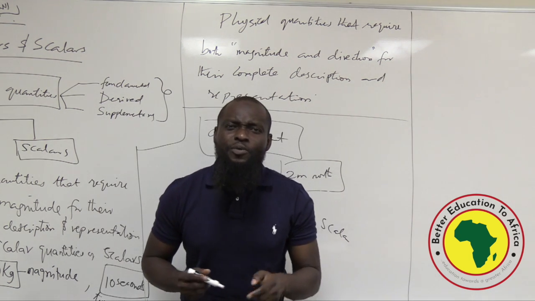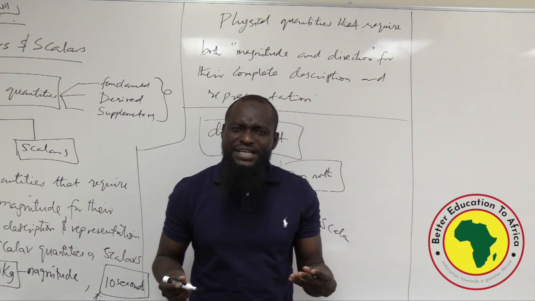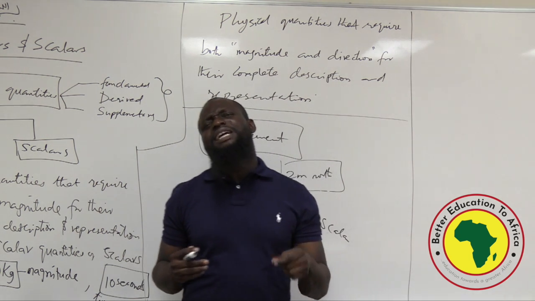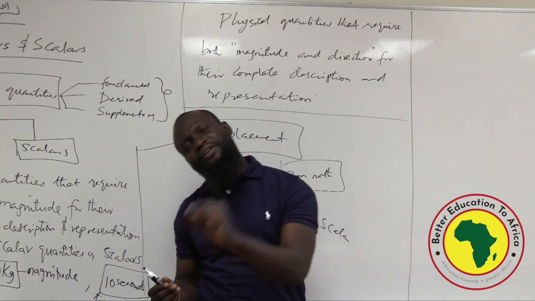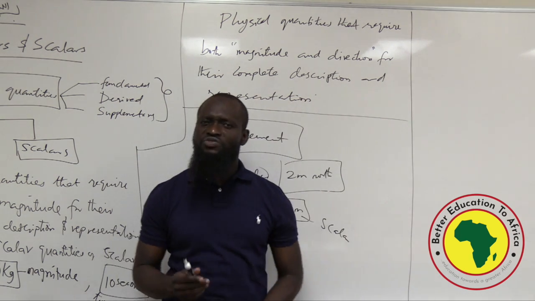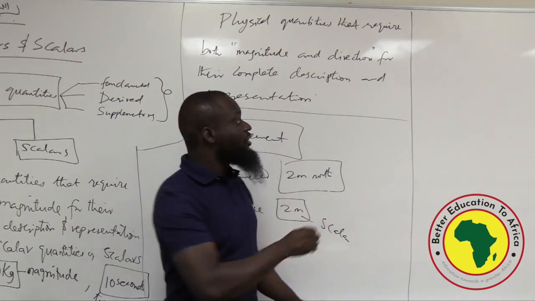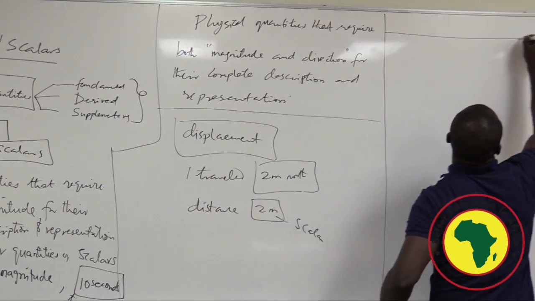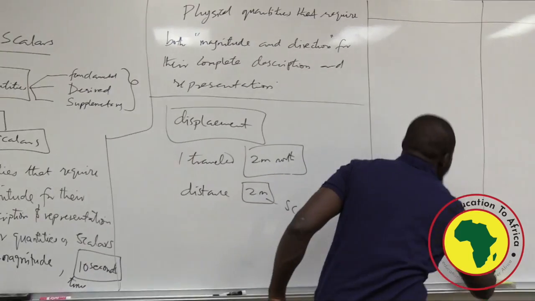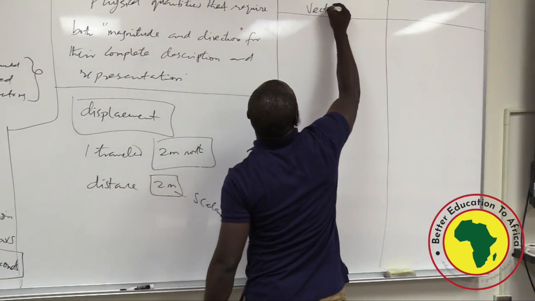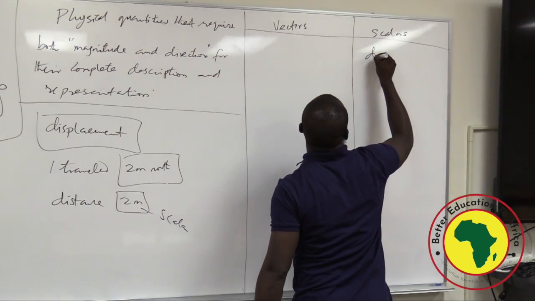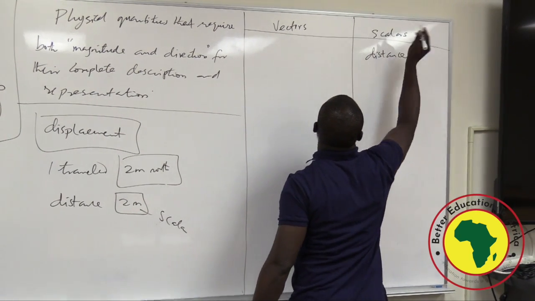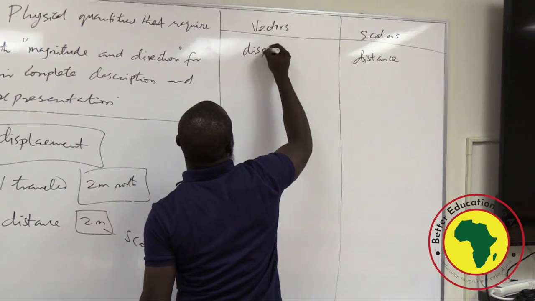Put in a simple way, people usually say vector quantities are those physical quantities that have both magnitude and direction, while scalar quantities are those that have only magnitude. I'm going to give some examples here of vectors and scalars, and I'm going to tell you why these are vectors and why these are scalars. Now we know distance is a scalar. We know displacement is a vector.